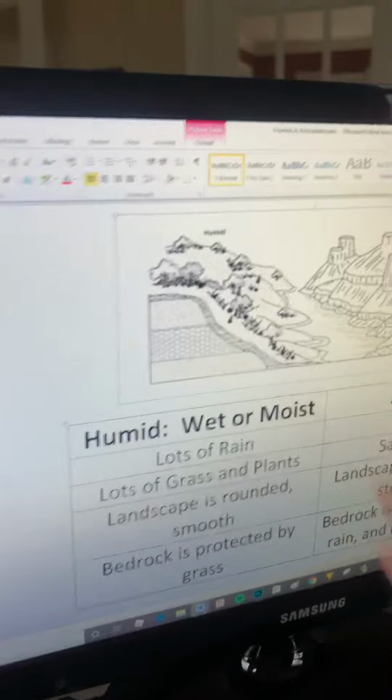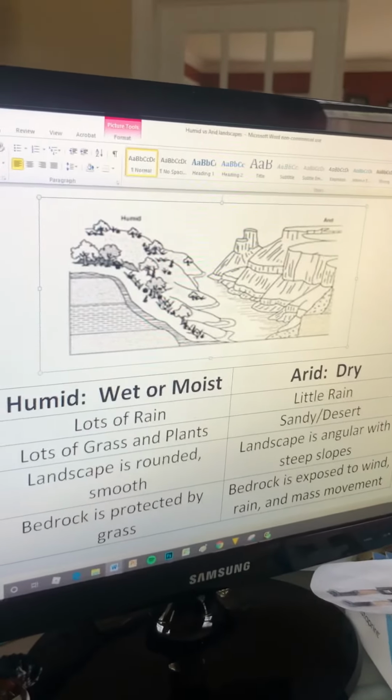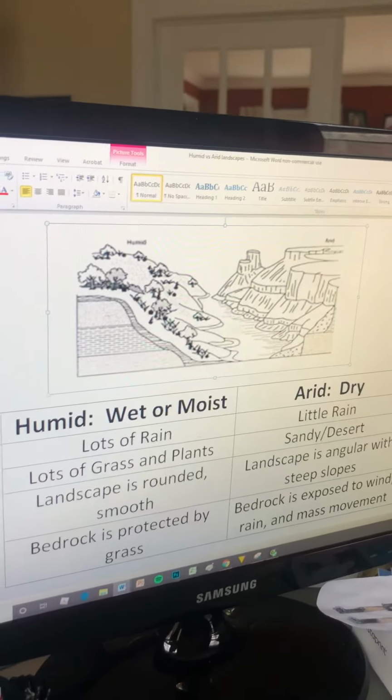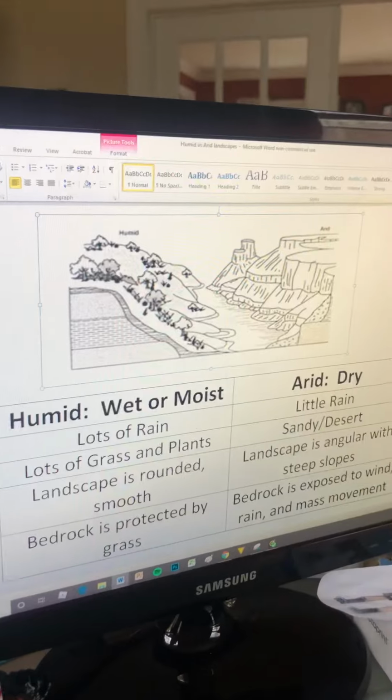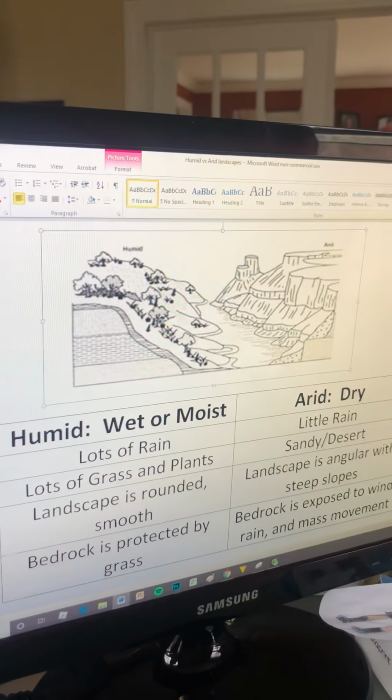So let's just review. A humid landscape is going to have lots of rain, which is going to make lots of grass and plants. The plant's roots are going to hold the soil in, so the landscape will be rounded and smooth, and you can see that here in the picture. The bedrock is pretty much protected by the grass, just like I showed you in the demonstration.